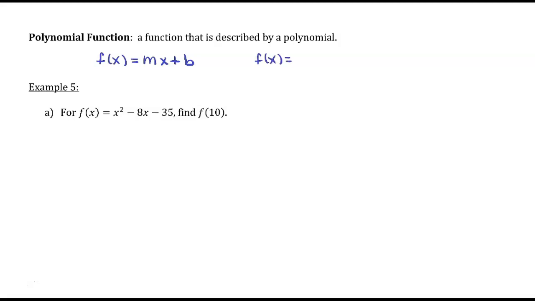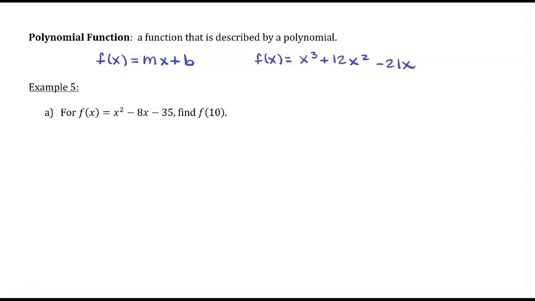F of x is equal to x cubed plus 12x squared minus 21x. Notice that we have a function f of x, and it's described by a polynomial, in this case a third degree trinomial. Let's take a look at example 5.